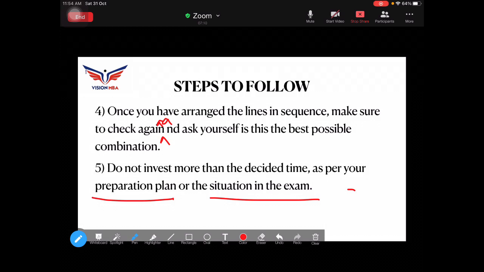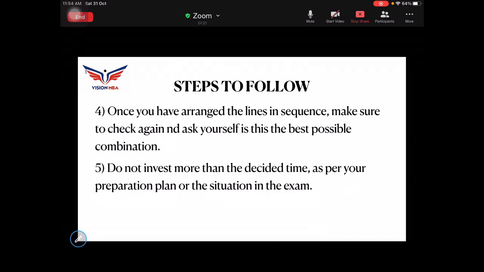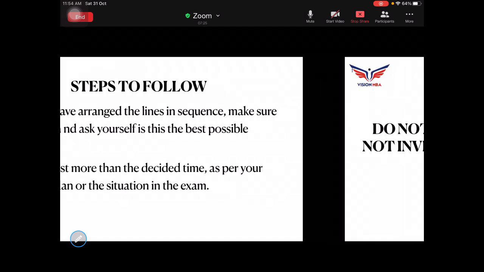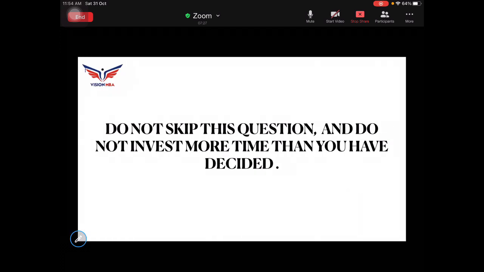But right now I just want you guys to focus on these 5 pointers, and these 5 pointers will definitely better your performance and improve your accuracy. Of course, in the CAT examination, you do not have options. That is the biggest challenge or hurdle. Moving on, do not skip this question and do not invest more time than you have decided.